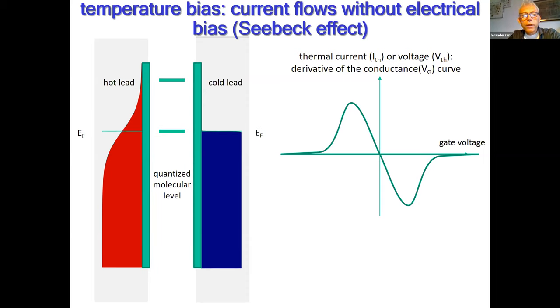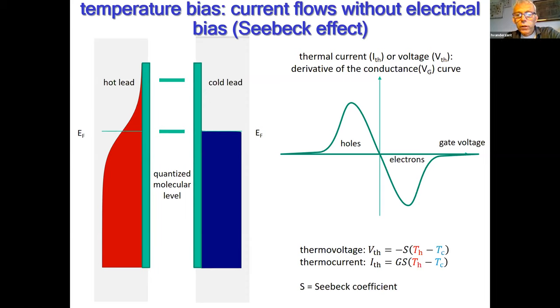We can now also define our thermal voltage and thermal current. They are proportional to the difference in temperature between the hot and the cold lead, TH minus TC. The thermal voltage's proportionality factor is the Seebeck coefficient, with a minus sign by convention. And then the thermal current is the same Seebeck coefficient times the conductance times the difference in temperature. That will be the thermal current.